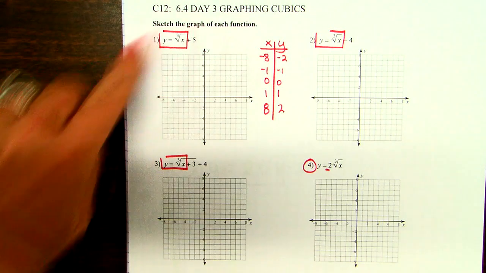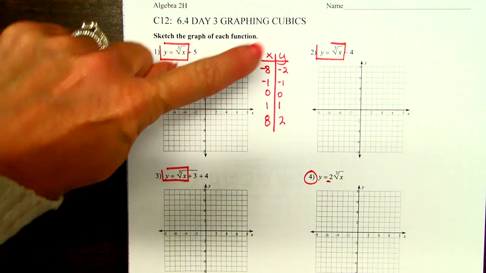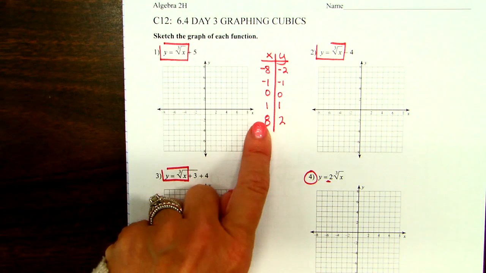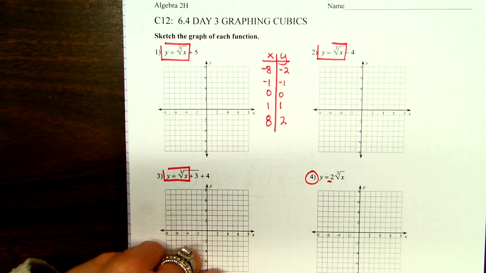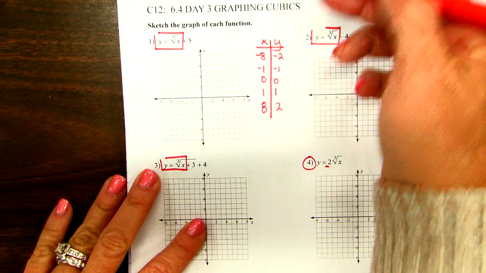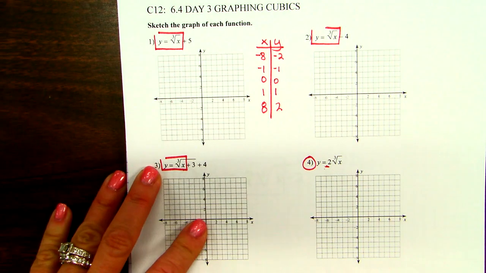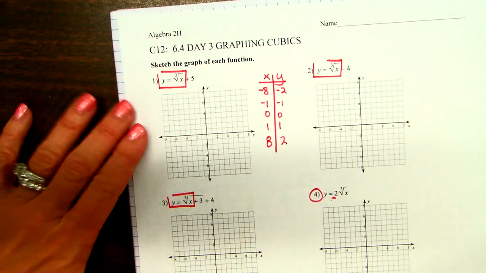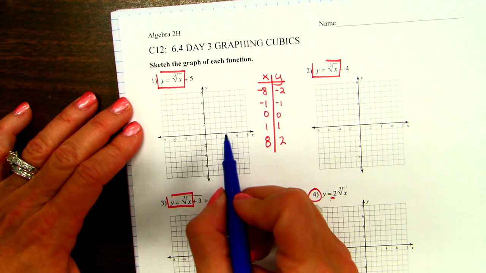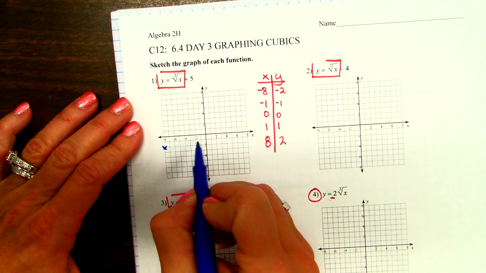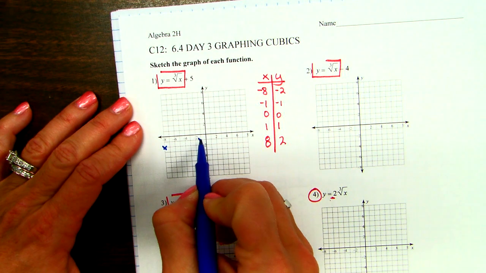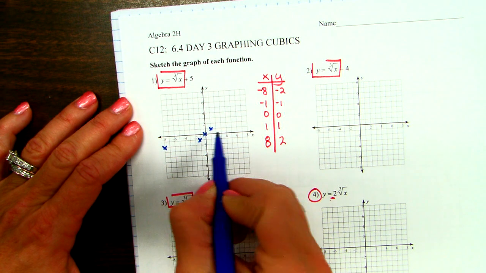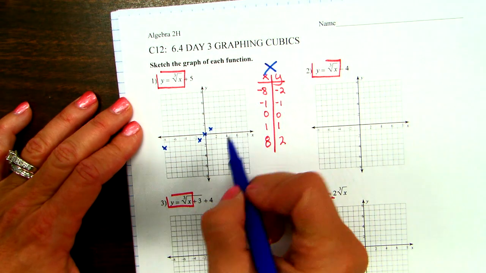Okay, so 1, 2, 3, and 5, sorry, we use those points. On 4 and 6, you have to add that extra column to multiply by the 2 or the 3. Okay, so start with those. These are X's.